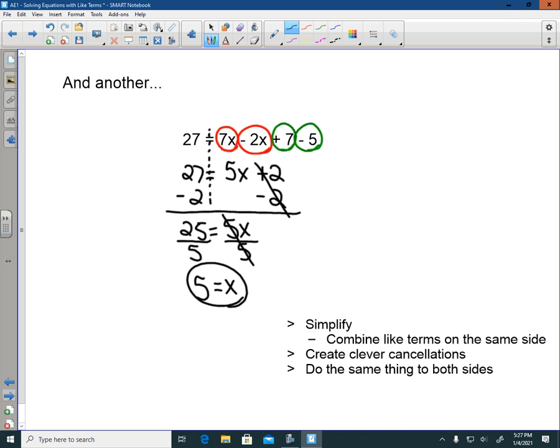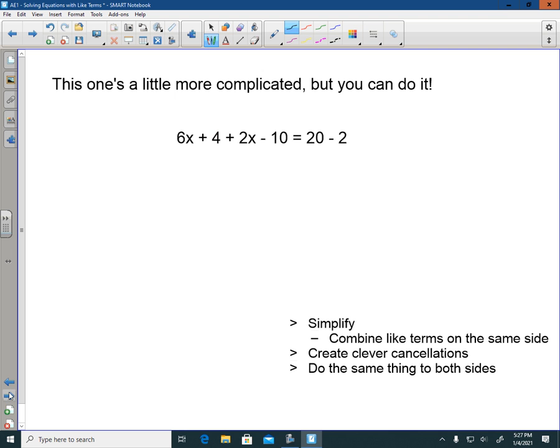So what we've done is we've taken the idea of combining like terms with expressions and rolled it into what we know about solving equations. We just combined a couple of ideas. All right, here we go. This one's a little bit more complicated, but I believe in you. You can do it. It's the same thing. You're just going to simplify by combining like terms on the same side and then solving the equation by creating clever cancellations and doing the same thing to both sides.